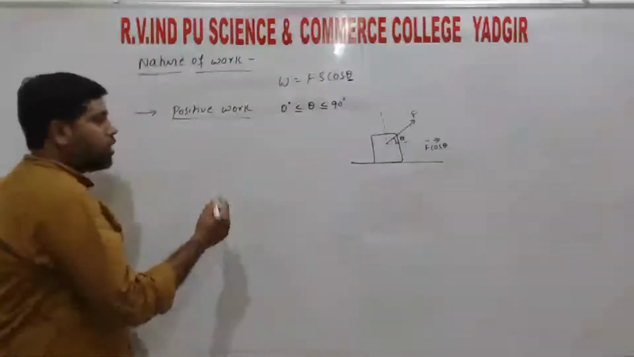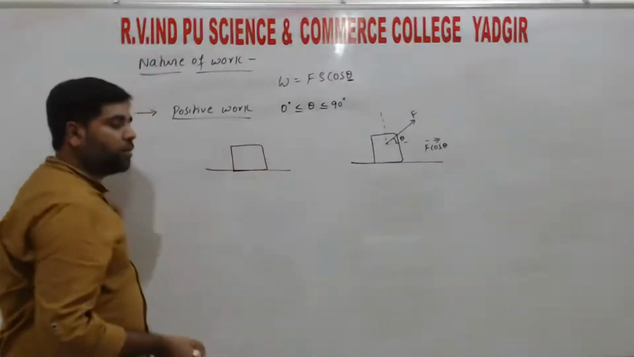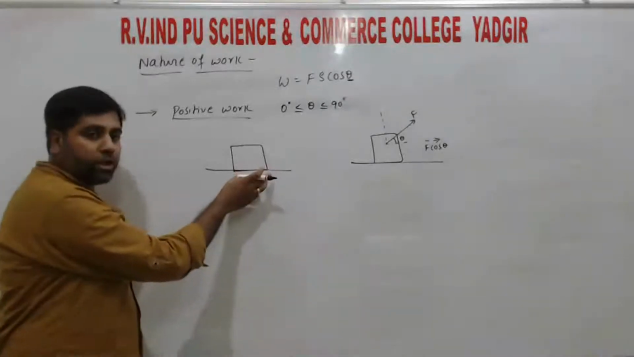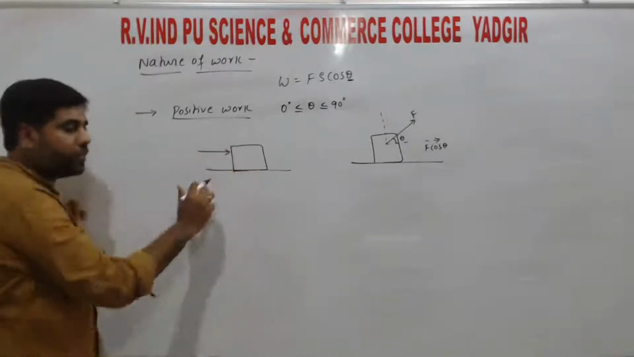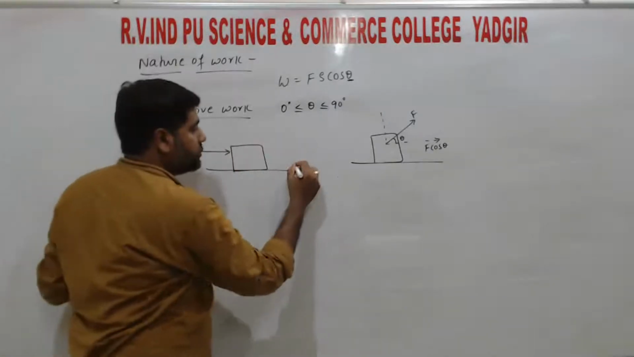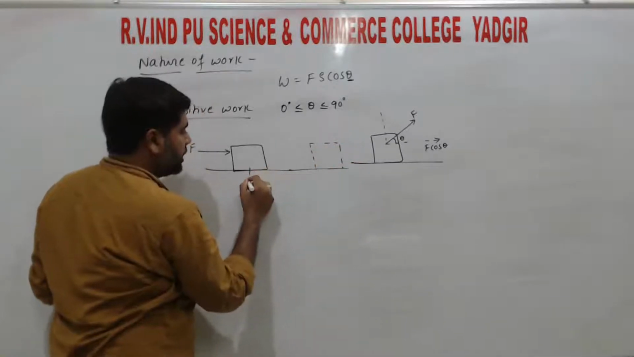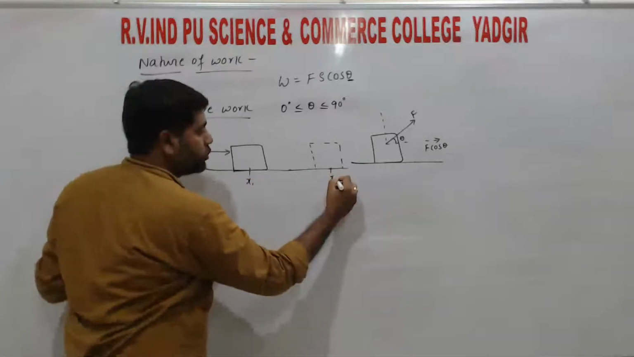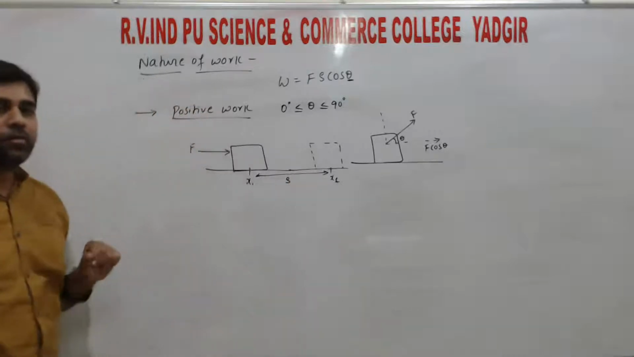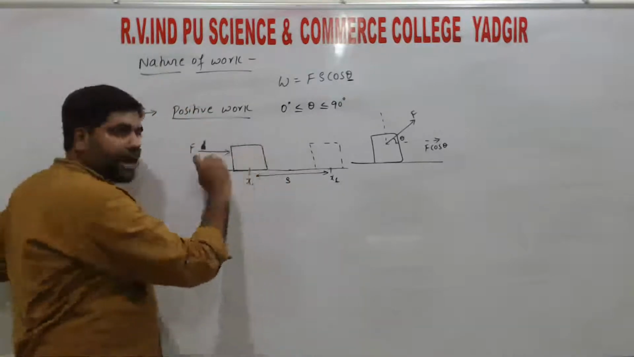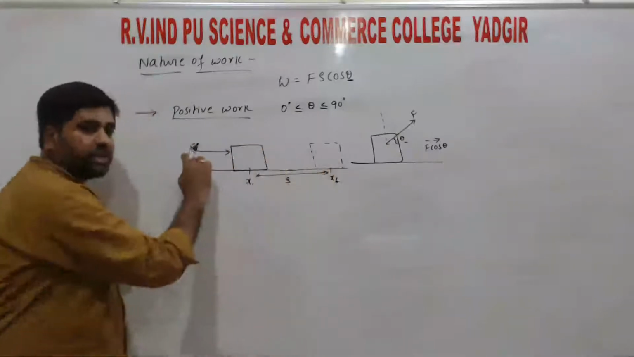Or if we take one more example, when we pull or push an object by a constant force. Here I am pushing the object with some constant force, so it displaces by some value. Initially it is at I and the final position is XL. So this displacement is what? The force acts in this direction, that means I am pushing the object and the displacement also takes place in the direction of force.